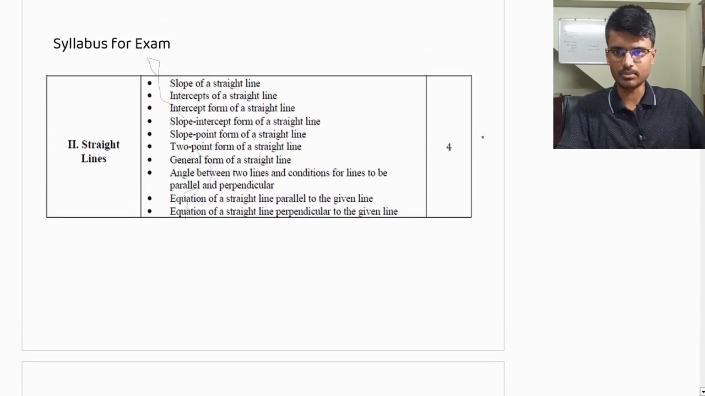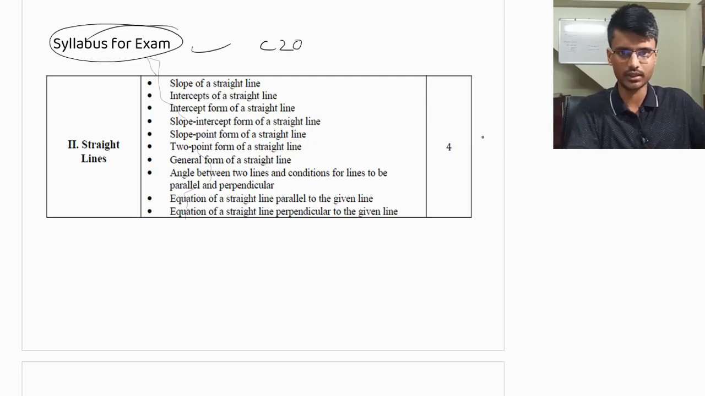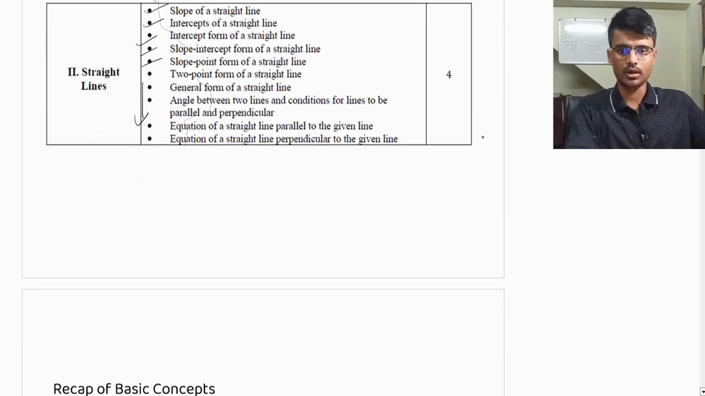This is the syllabus according to C20, which was released by the board. What do we have? We have slope of a straight line, intercepts of a straight line, slope-intercept form, slope-point form, and so on. In today's video we will not be touching these concepts. We will be covering the very basic concepts that are required to understand this. In my next video I'll start the main topic, but before that I want to build a foundation for this topic.